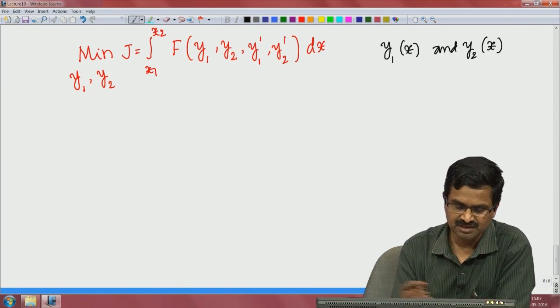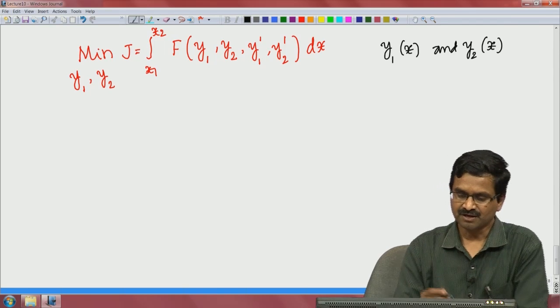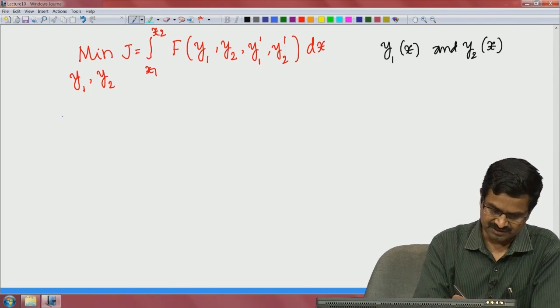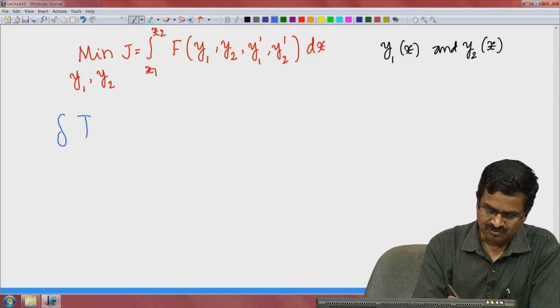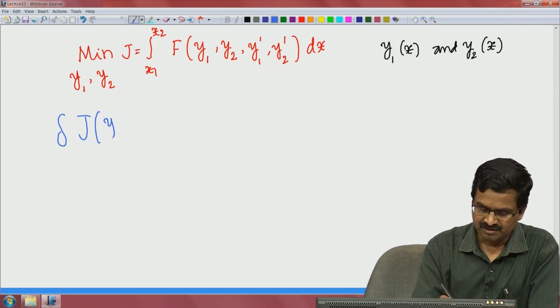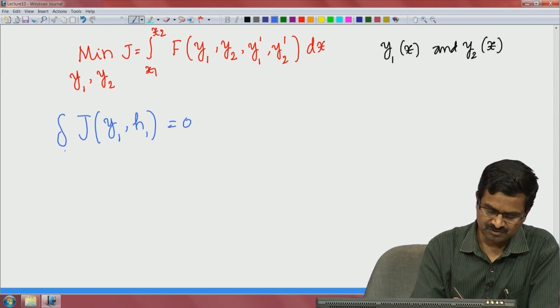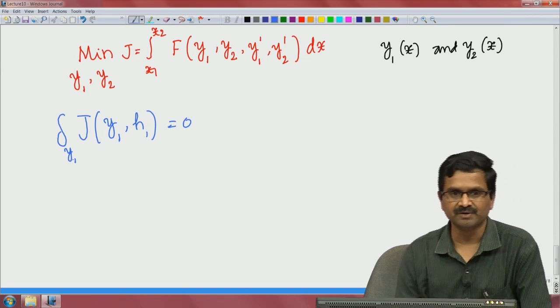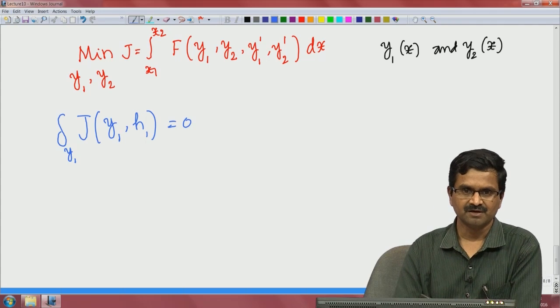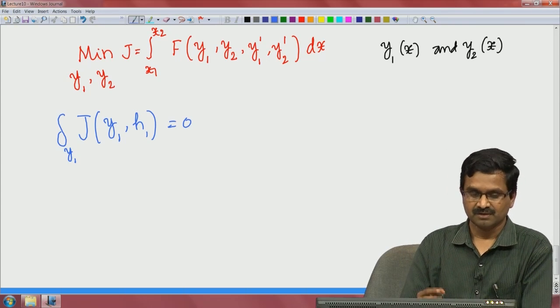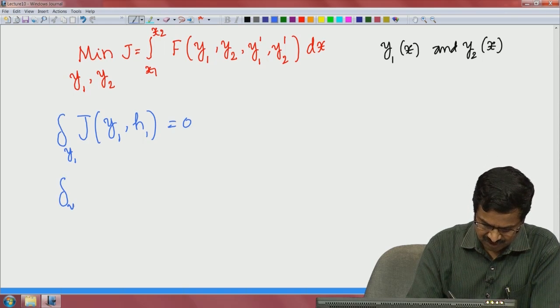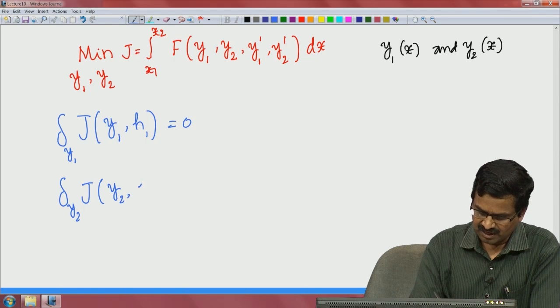When you have two functions, what happens? When we take variation, we have the Gaussian variation. Normally we write y comma h. I have to write y1 comma h1 equal to 0. Sometimes we also write y1 over here to indicate that we are taking variation with respect to y1. We also have to do it with respect to y2, so variation of y2 and its variation h2 equal to 0.